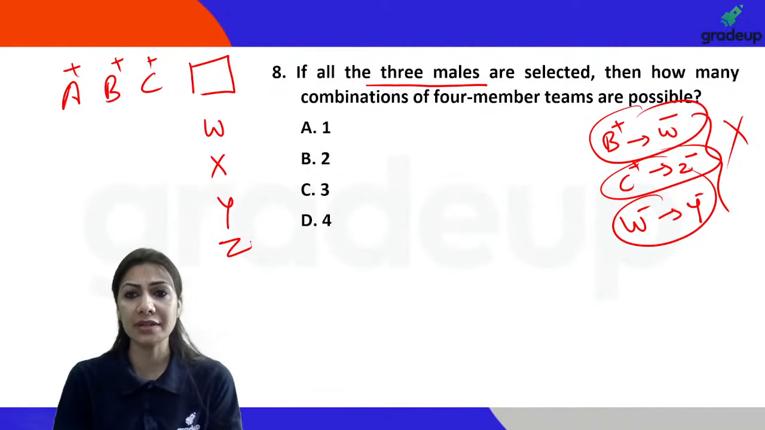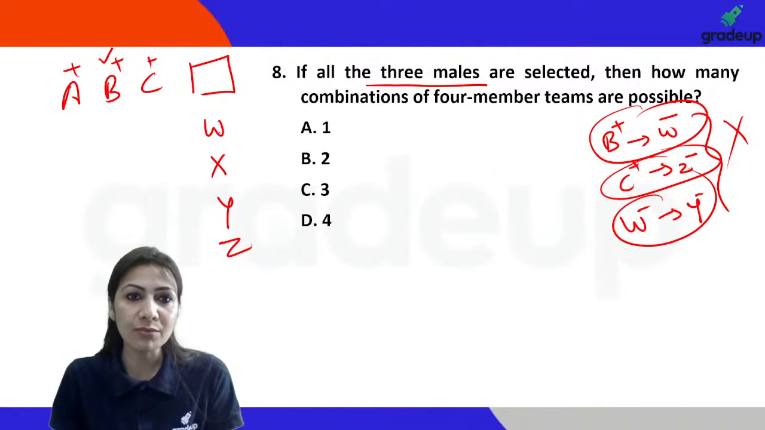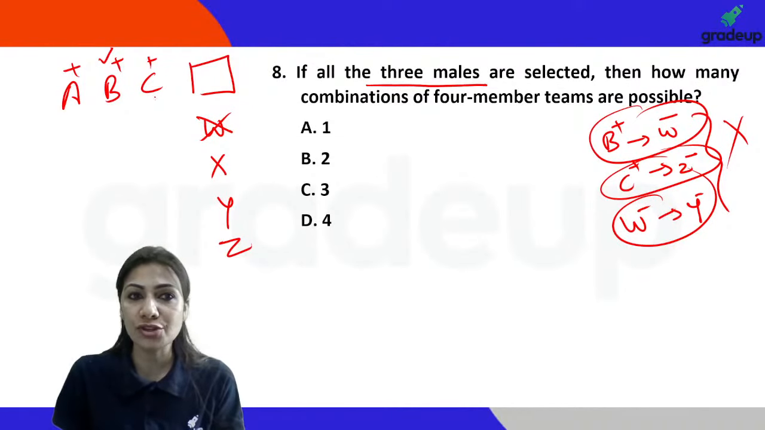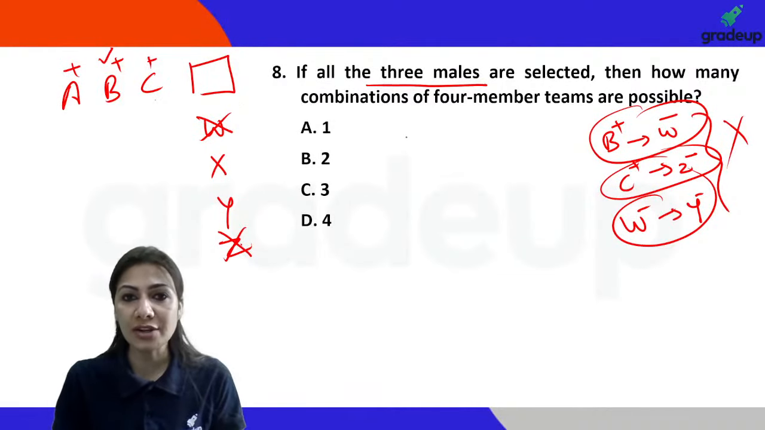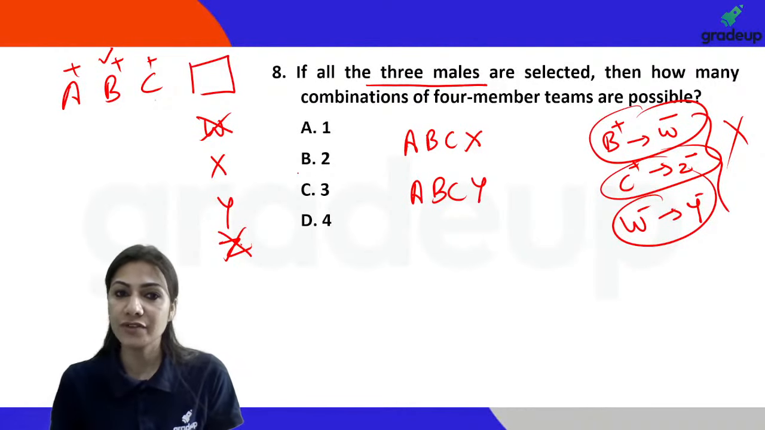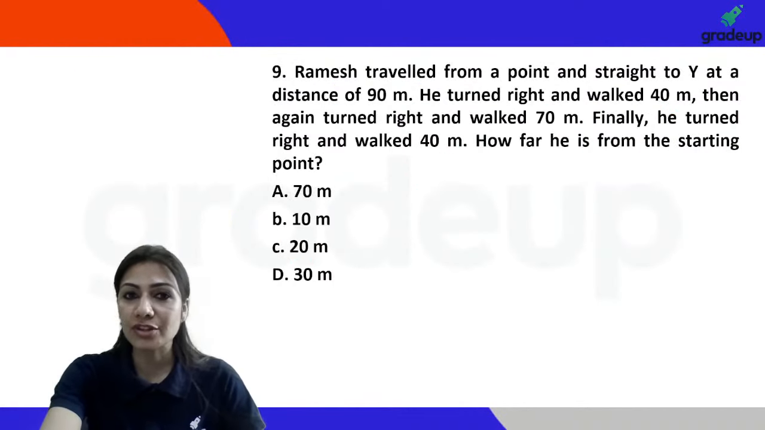So as it is given that if you are selecting B, you cannot select W at the same moment, right? And also it is mentioned that if you are fixing C here in this position, with C you cannot write Z, correct? So either there can be a combination like A, B, C and X, and another is A, B, C and Y. So how many possibilities do we have? Just 2, and the right answer will be option B. I hope the question is quite clear to you.